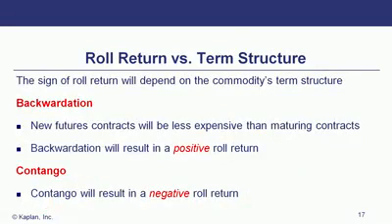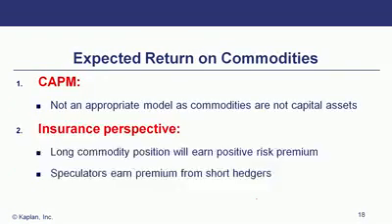So roll return versus term structure. If new futures contracts are going to be less expensive than maturing contracts, okay, well then we're going to have a market that is normally backwardized, and we're going to end up with positive roll return. Okay, if we have normal contango, then we're going to have negative roll return, and that's going to change the way we feel about these collateralized commodity futures.